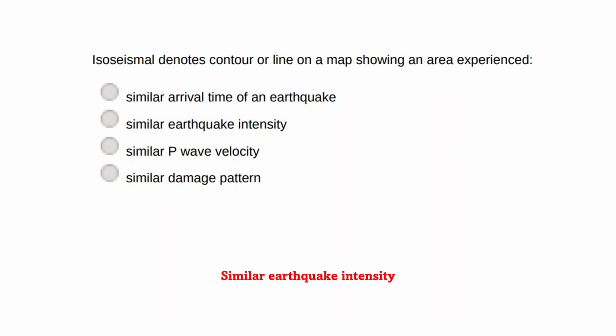Yes. So it is the similar earthquake intensity. So that is basically isoseismal. Iso means same. So that itself tells you similar of something, and seismal is basically related to earthquake. So similar earthquake intensity is what you understand by the isoseismal contour or line on a map showing an area experienced.